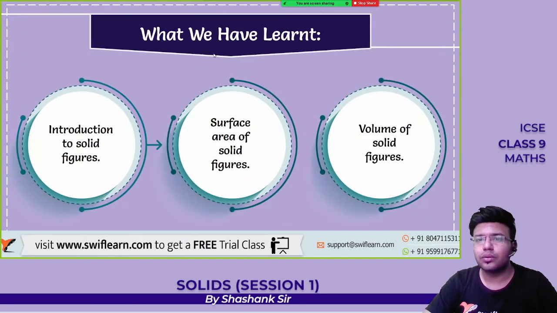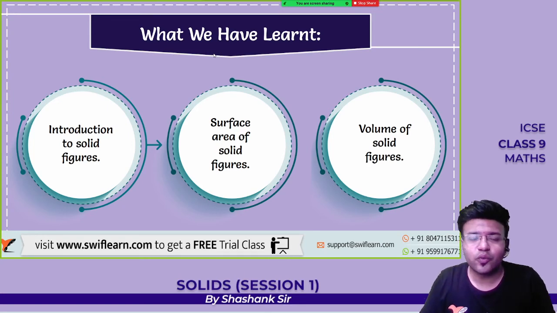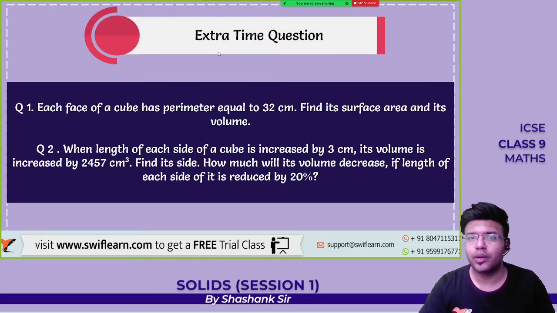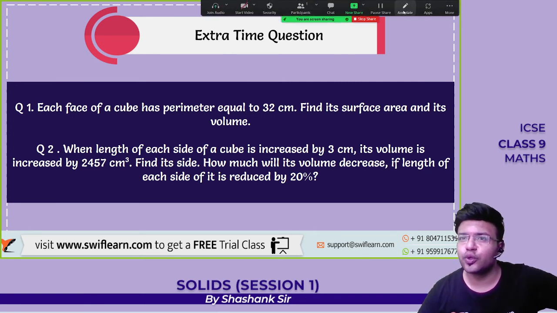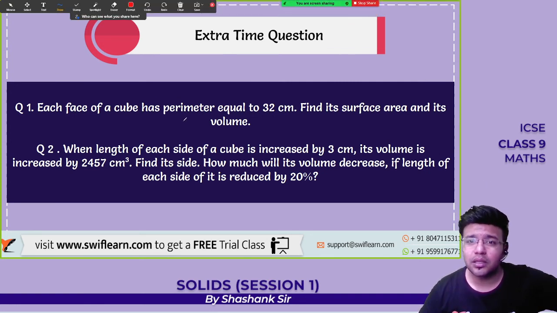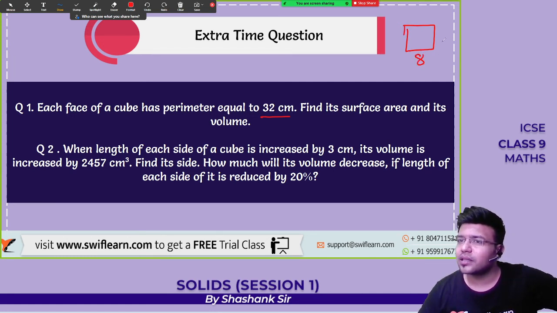So what did we learn today? We learned introduction to solid figures, we learned about the surface areas of solids and volume of some solid figures, mostly cube and cuboid. Let us solve a few extra questions. Each face of a cube has a perimeter equal to 32. So divide by 4, it is a square. 4 sevens are 28, 4 eights are 32. Each side is 8. Length, breadth, height is 8. Find the surface area and its volume.